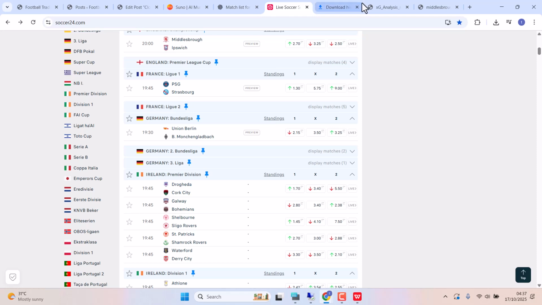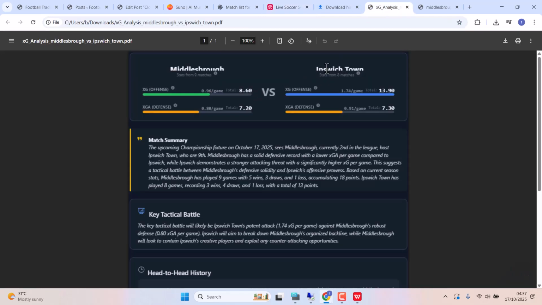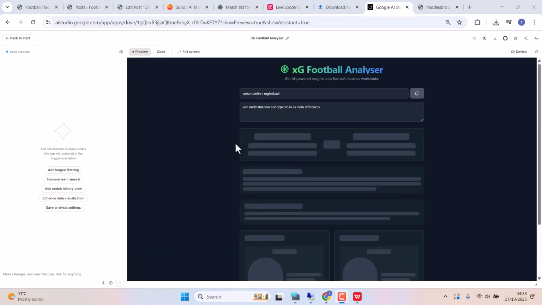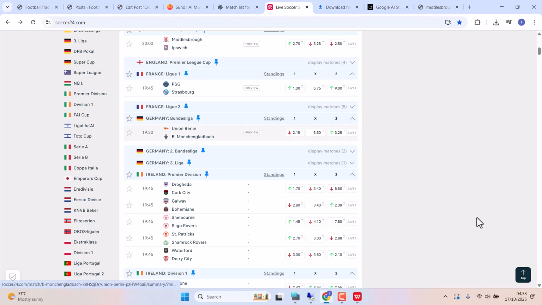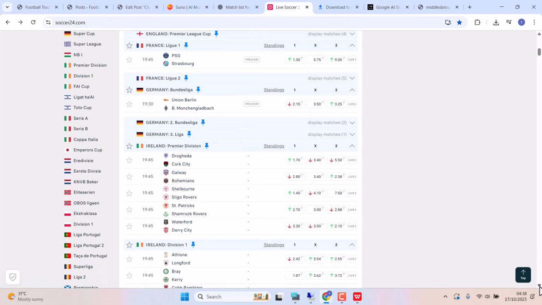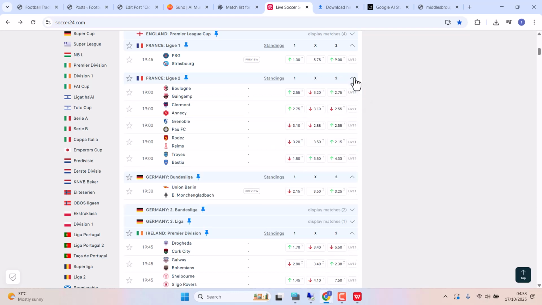Thank you very much. We can have a look at the expected goals. I'm getting a report done for the XG section. It's a nice bit of kit, this XG Football Analyzer. We've got a smattering of secondary leagues as well. French Ligue 2 is likely to be of interest today as well.